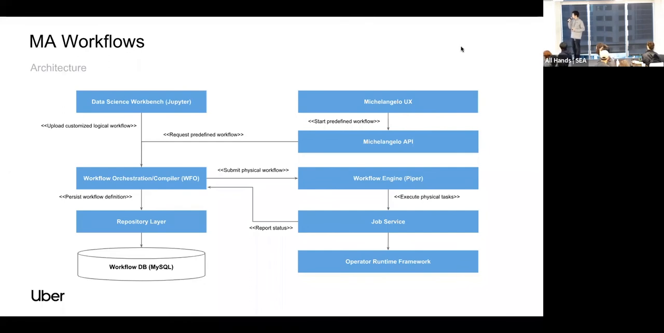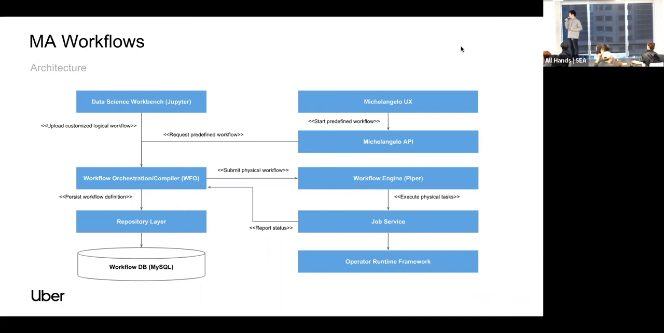So, after getting the physical workflow definition, Piper will schedule the workflow to be executed through a job service, which is a reverse proxy. Based on the task type of the physical workflow, the job service either launches a Spark job on Yarn clusters or a Docker job on Python clusters. Python is our own resource management system. It's very similar to Mesos, right?